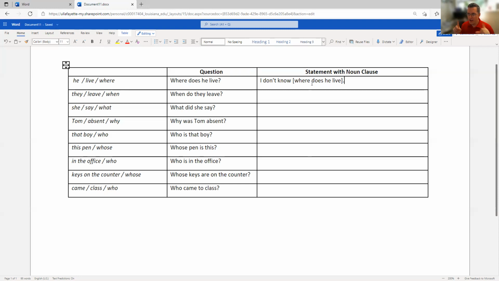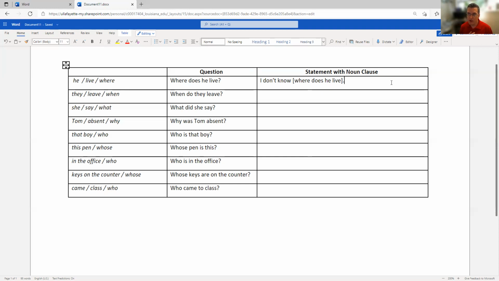I don't know that information, right? This is a noun clause, right? We're going to put the information that we don't know after. And a noun clause works differently than a question because it's not a question. It's part of the statement, okay?